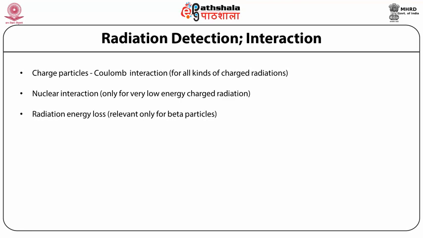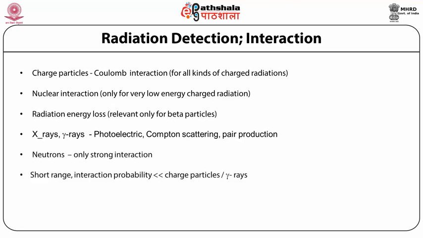Then we have another category of radiations like X-rays and gamma rays. They have a completely different kind of interaction with the material of the detector. The interactions are photoelectric, Compton scattering and pair production. Then we have neutrons entering the detector. They also have a different way of interacting with the material. Neutrons, as we know, are massive particles but uncharged. So they cannot interact with the material through any electromagnetic interaction.